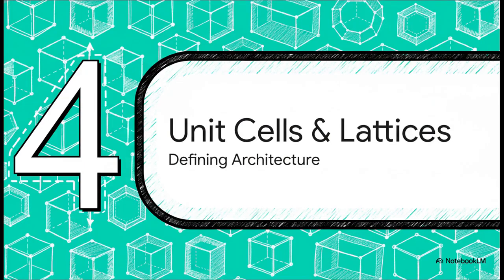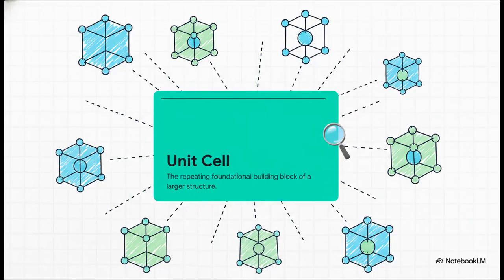Section 4. Unit cells and lattices. Defining architecture. Having proven how these geometric shapes efficiently lock together, we can finally apply the specific terminology that material scientists actually use. First up, the unit cell. Instead of just calling that single repeating chunk a building block, like we did with our 2D brick wall, scientists refer to this foundational 3D shape as a unit cell. It is the core repeating unit of a much larger structure.